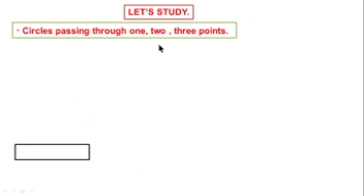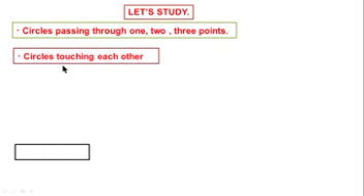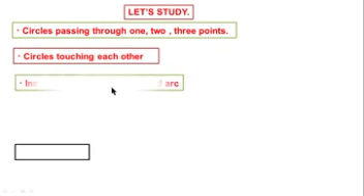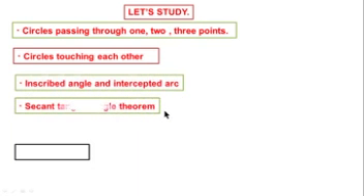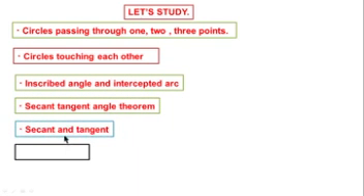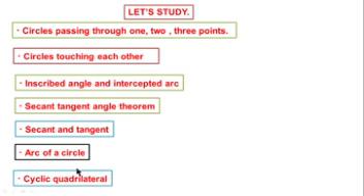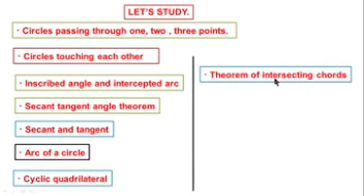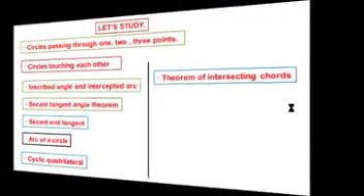Let us study about circle passing through 1, 2, 3 points. Circles touching each other, inscribed angle and intercepted arc. Second, tangent angle theorem, second, inscribed tangent, arc of a circle, cyclic quadrilateral, and theorem of intersecting chords.